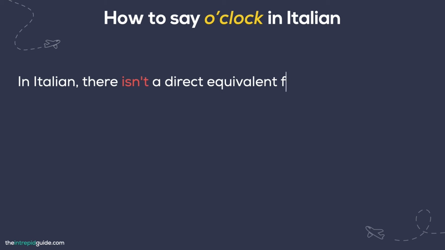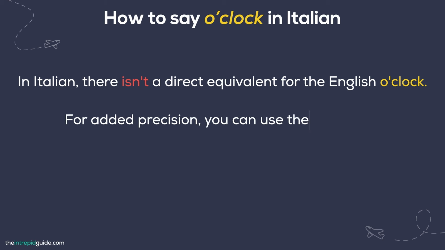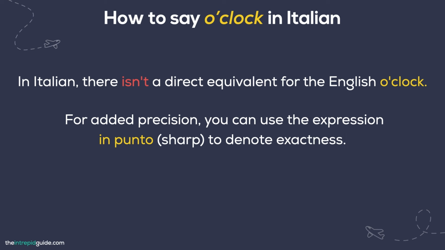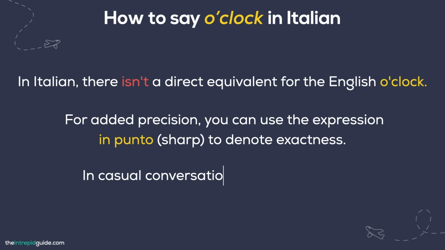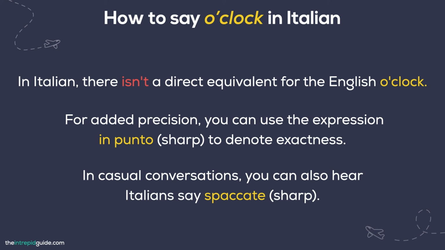Now let's take a look at how to say o'clock in Italian. Now in Italian there isn't a direct equivalent for the English o'clock. Instead, you simply state the time. For added precision, you can use the expression in punto, meaning sharp, to denote exactness. This is typically employed when emphasizing that the time is precisely as stated. In casual conversations, you also hear Italians say spaccate, meaning sharp. Take a look at these example sentences.